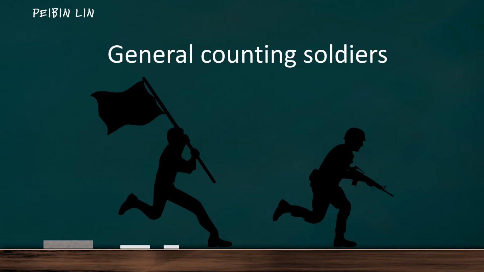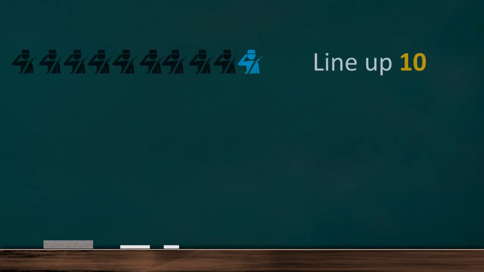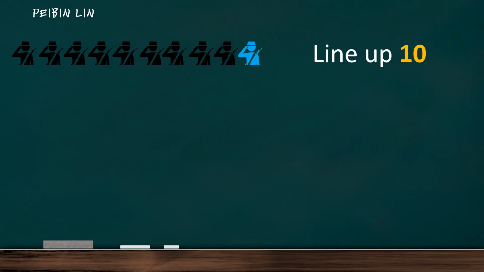A long time ago, a general led his army to the front. After a fierce battle, when they returned to their headquarters, the general wanted to review his troops and needed to know how many soldiers survived. In the beginning, the general ordered every 10 men to be in a row. In the end, he found that only one man was needed to fill the row.